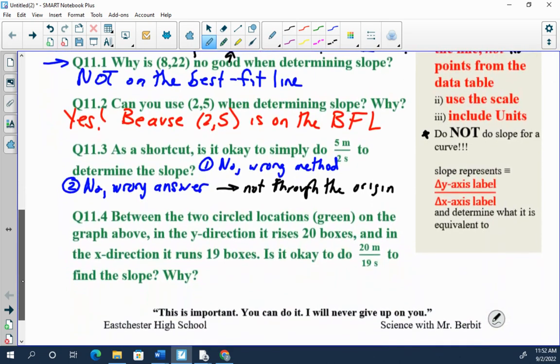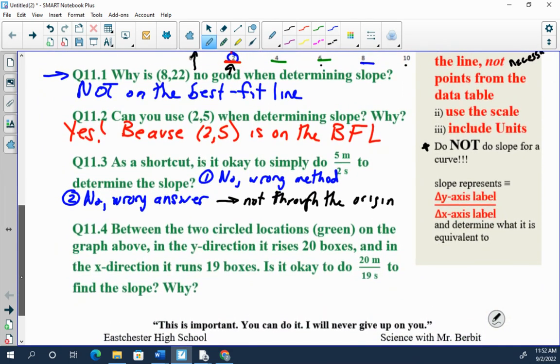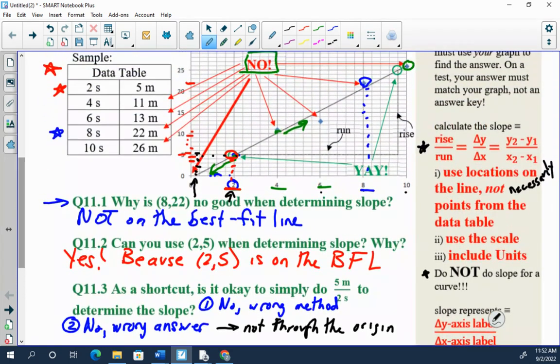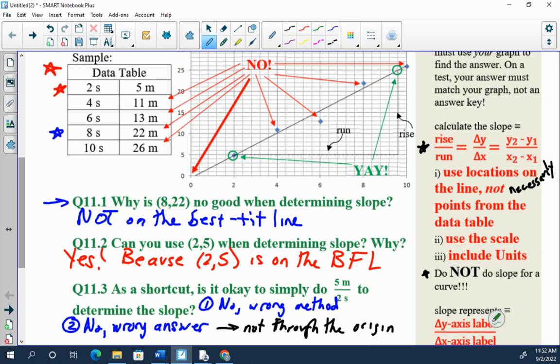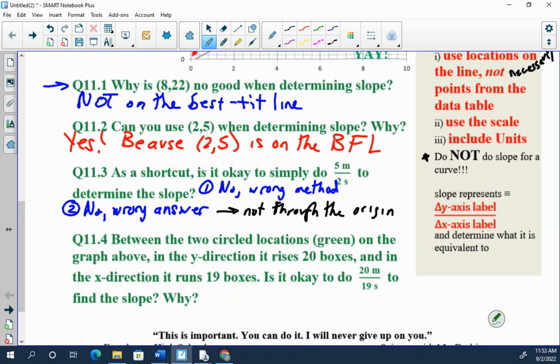All right, last practice one over here. Between the two circled locations, let me clean this up here so you can have a look at it. A lot of mess on this. Okay, here we go. Clear all this business out. Between the two circled locations, there they are. We got this one right here, and then we got this one right here. If you count this up, you will see in the y direction there's a rise of 20, and in the x direction there's a run of 19.